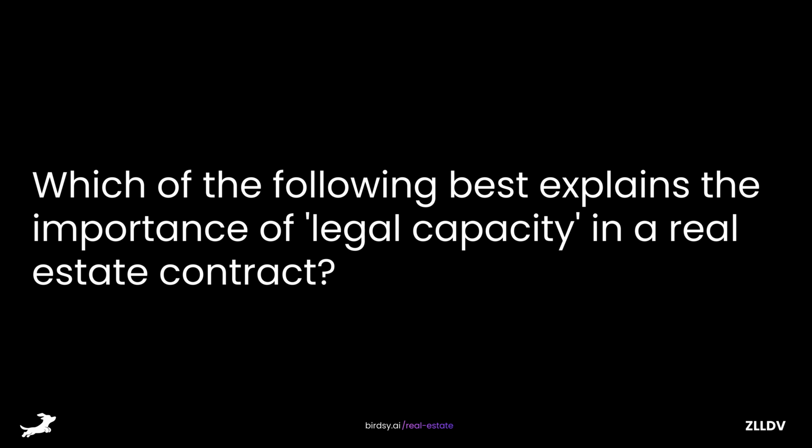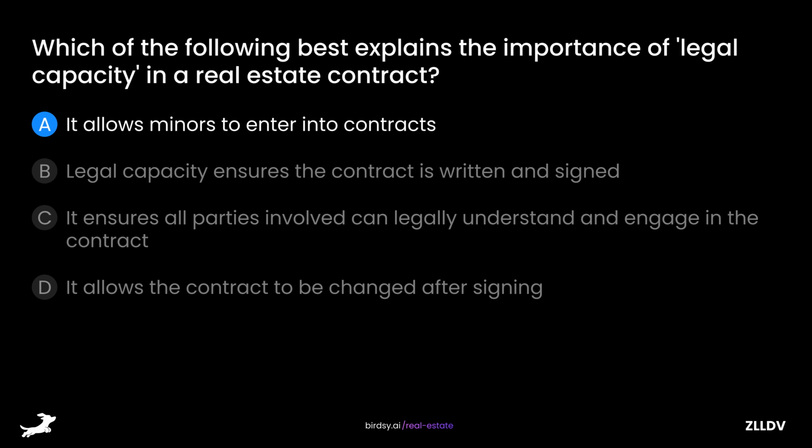Which of the following best explains the importance of legal capacity in a real estate contract? Is it A. It allows minors to enter into contracts, B. Legal capacity ensures the contract is written and signed, C. It ensures all parties involved can legally understand and engage in the contract, or D. It allows the contract to be changed after signing? The answer is C. It ensures all parties involved can legally understand and engage in the contract.